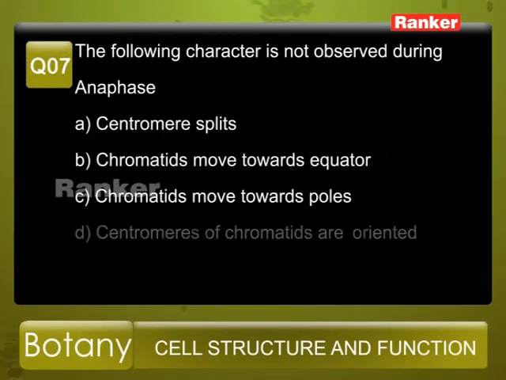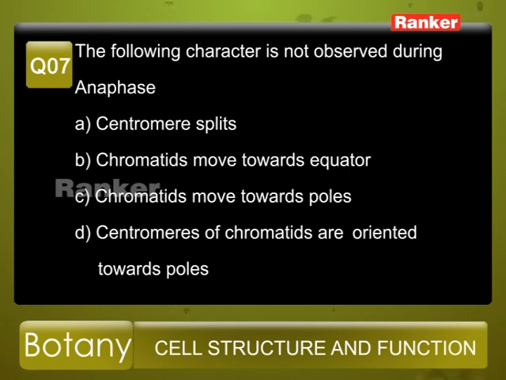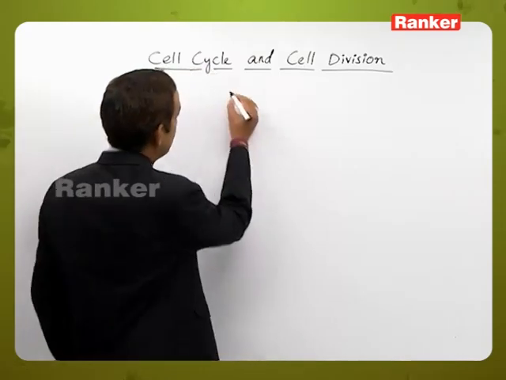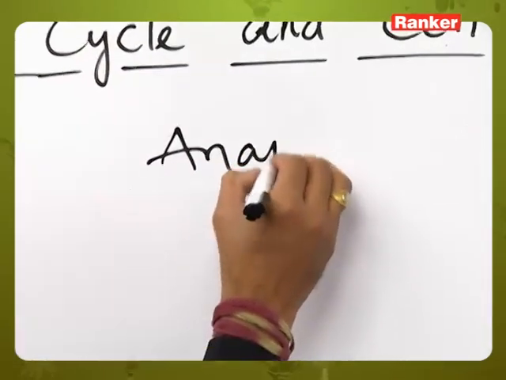Question number 7. The following character is not observed during anaphase. The given options are: A. Centromere splits. B. Chromatids move towards equator. C. Chromatids move towards poles. D. Centromeres of chromatids are oriented towards poles.